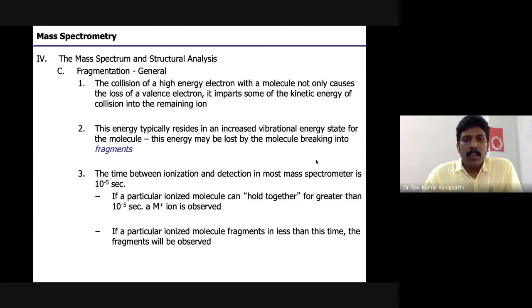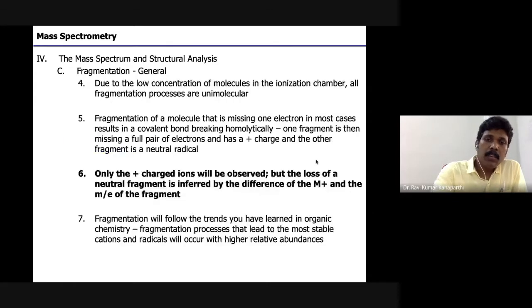Okay, and this point I have already covered: mass spectrometry doesn't recognize radicals and neutral species. We will only see the positively charged molecular ion and the positively charged fragment ions, not anything else. Okay, that is another point that one should remember.